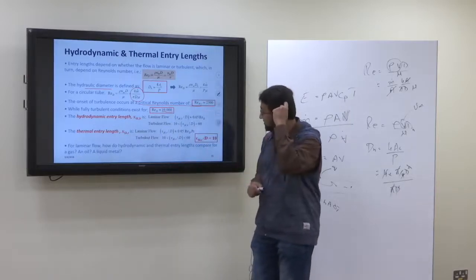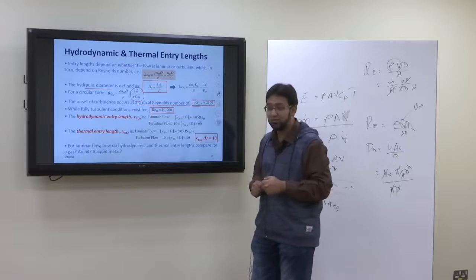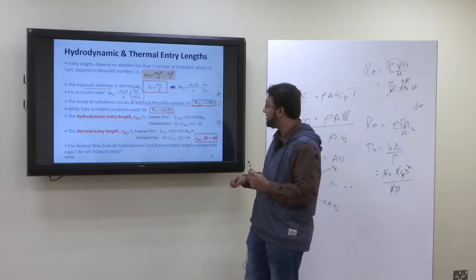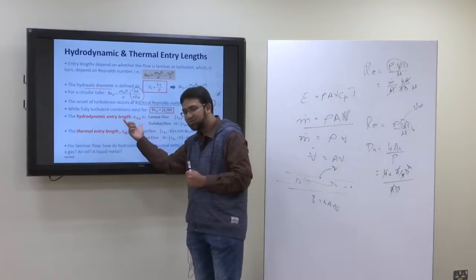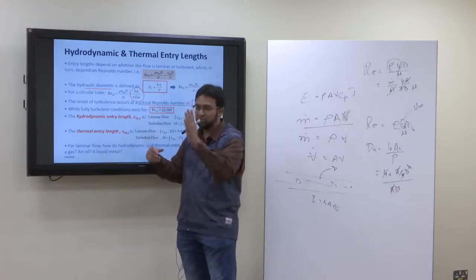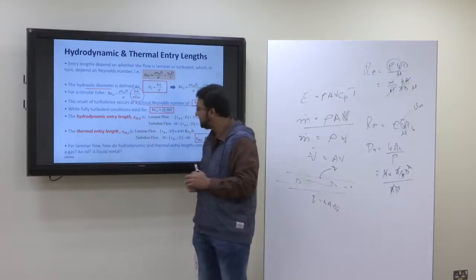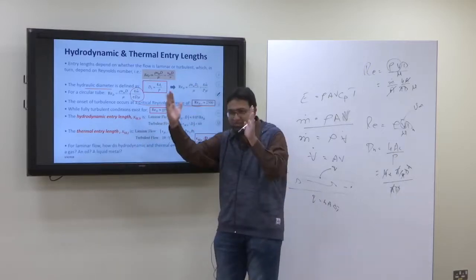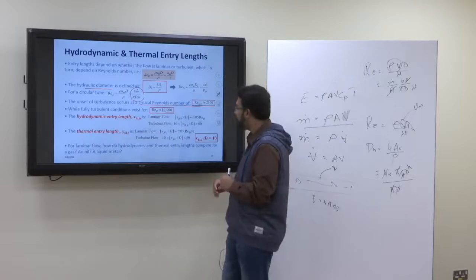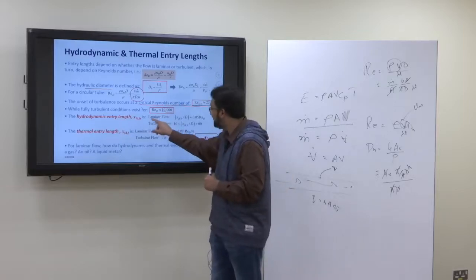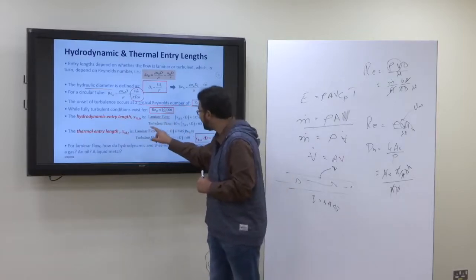Hydrodynamic entry length. There is a formula for the hydrodynamic entry length. You know what the hydrodynamic entry length is. Yes, it's the entrance region where the velocity profile is developing. So how much is that length? That length has a formula for laminar flow and for turbulent flow.